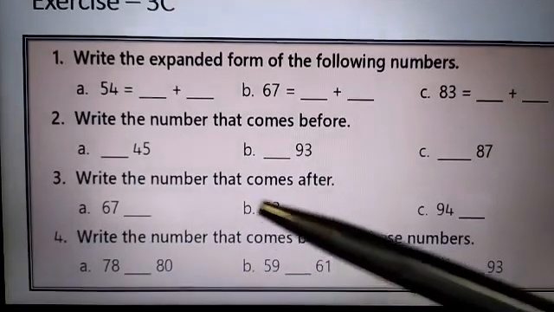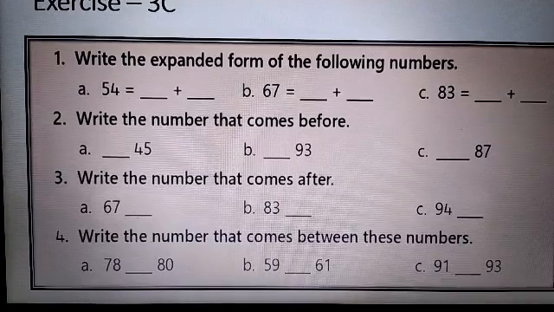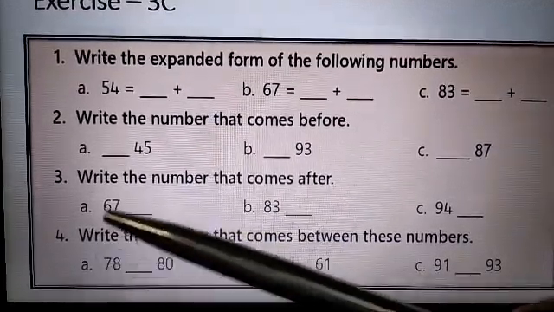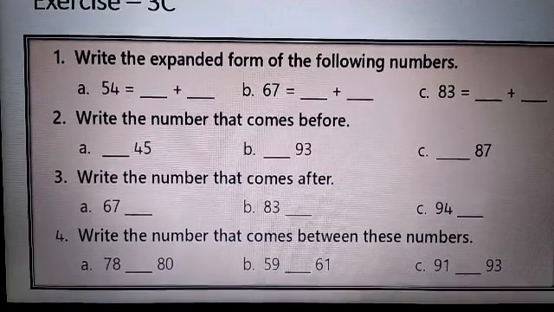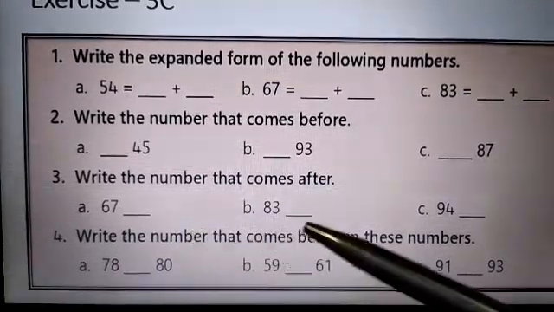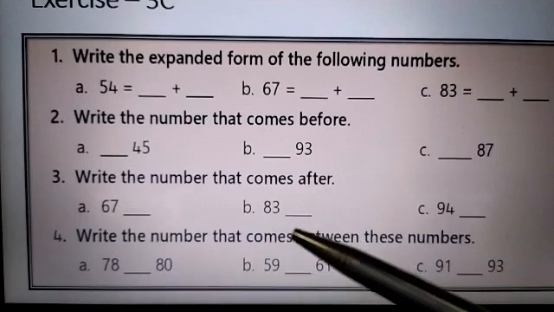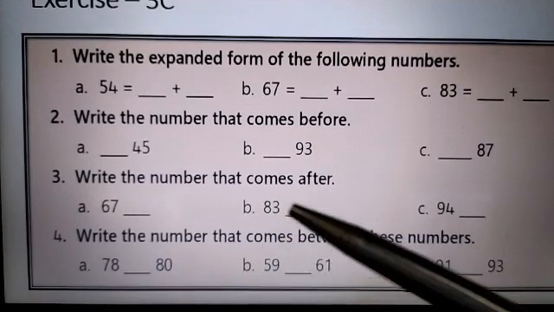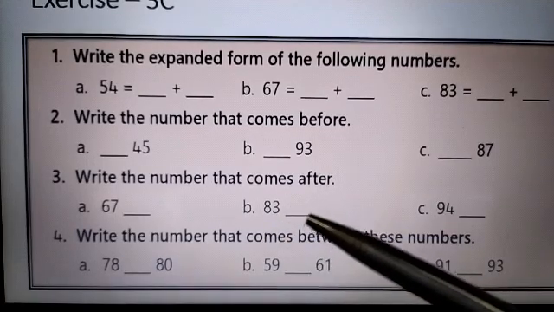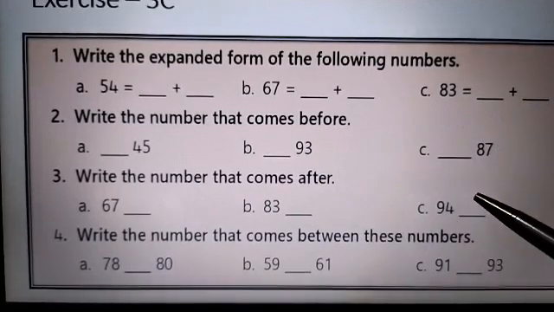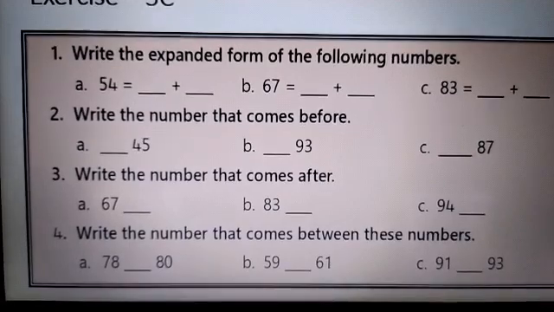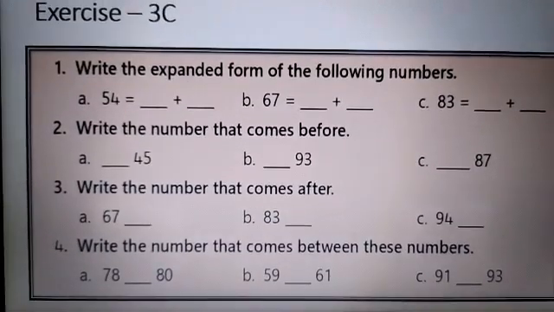Write the number that comes after. Now which number comes after 67? 67, 68. Yes, 68. Which number comes after 83? 83 and 84. You will write 84. And what comes after 94? 95. Good. Now moving to question number 4.